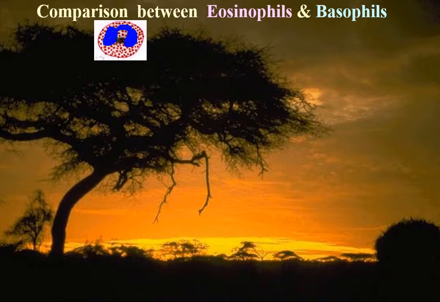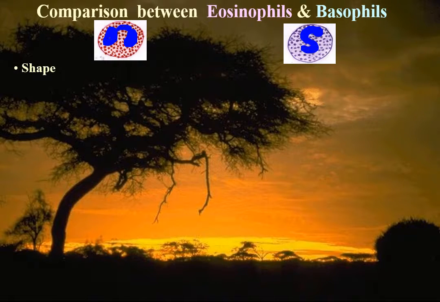Comparison between eosinophils and basophils. Shape. Eosinophils are spherical cells. Basophils are also spherical. Size. The diameter of eosinophils, the same as neutrophils, ranges from 12 to 14 micron, while the diameter of basophils is smaller, ranges from 10 to 12 micron.